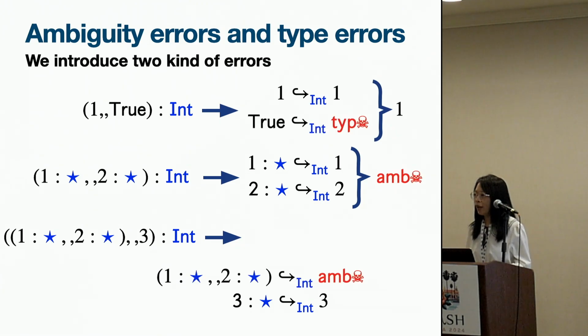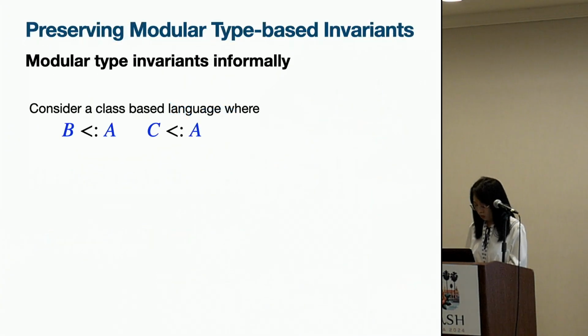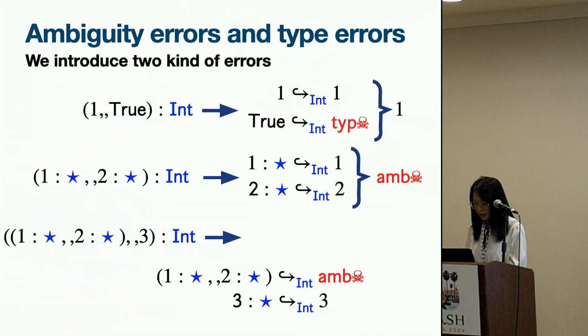So instead of having a single error, we have two kinds of error, type error and ambiguity error. We only return a value if the others are type errors. And if one of them is an ambiguity error, then we propagate this error.